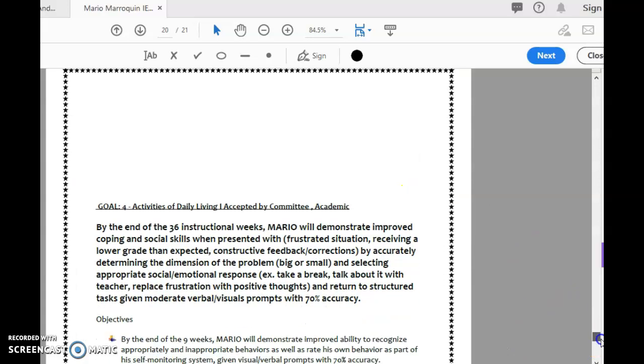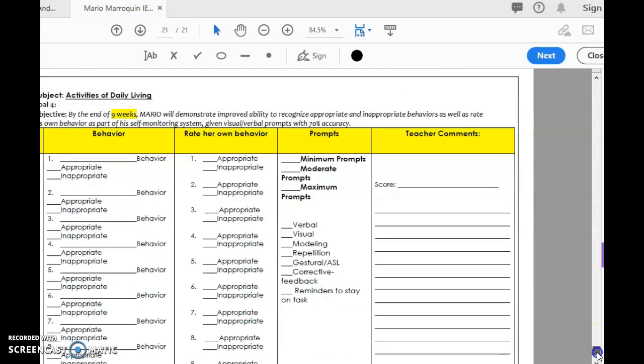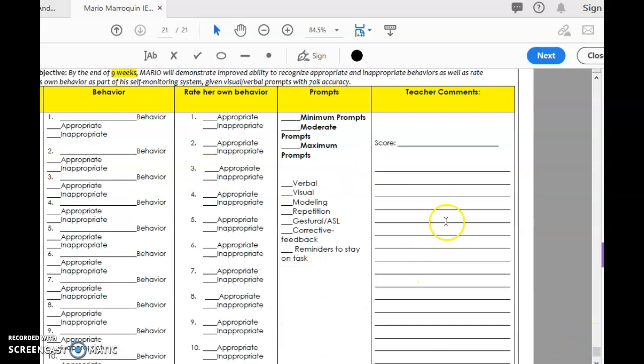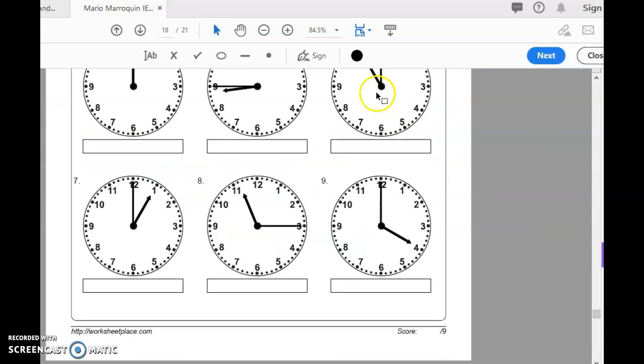Goal number 4. This is the one that I call you for appropriate behavior and responses. I will be calling you so that we can continue working on this goal, and then I can go ahead and submit a grade. So send me a picture of the math worksheet for a grade, and then I'll give you a call. Let me know when you're done.